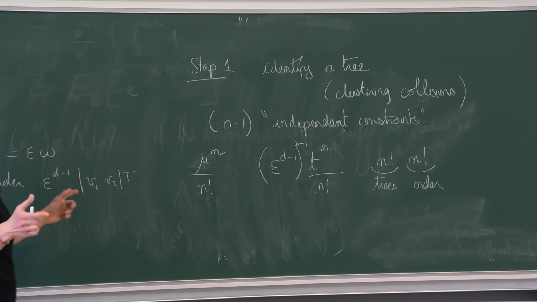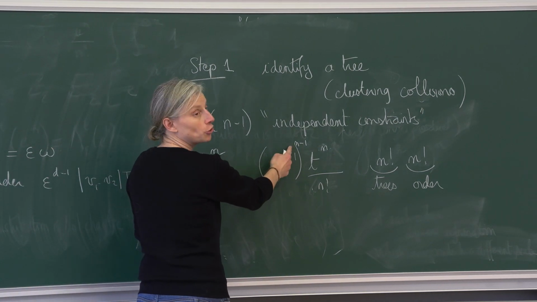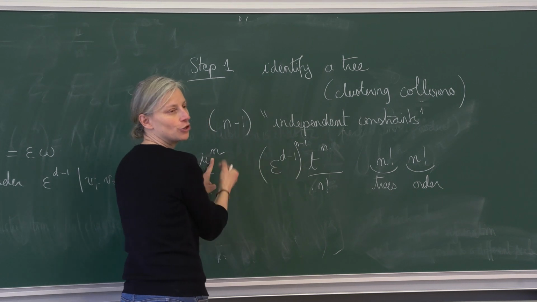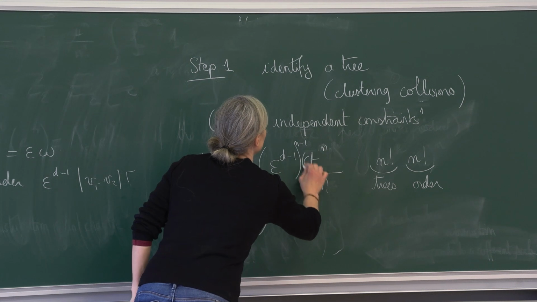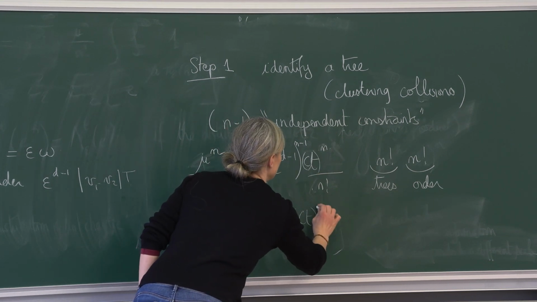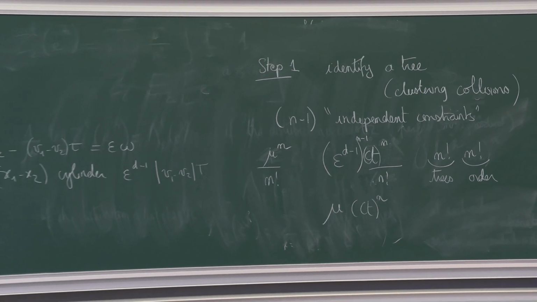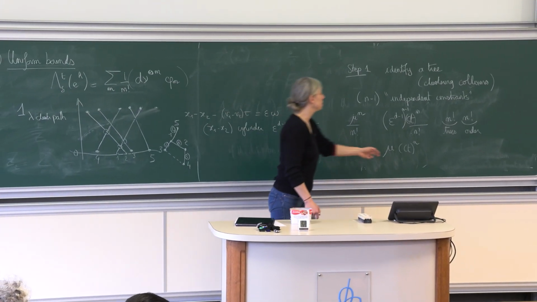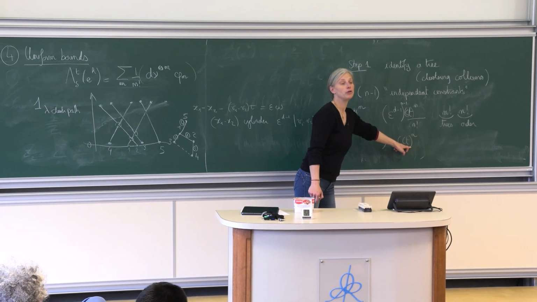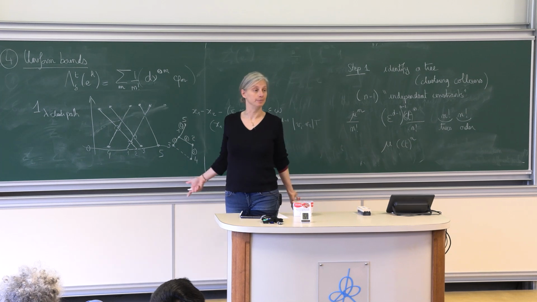If you gather everything together, you have mu to the n. It will not compensate exactly, so there is just one mu remaining, and then there is a c t to the n. You are very happy with this because, if the time is short enough, and that's where you get Lanford's restriction, you have a geometric series which will be convergent. And so in the end, you get only something which is of the order of mu.